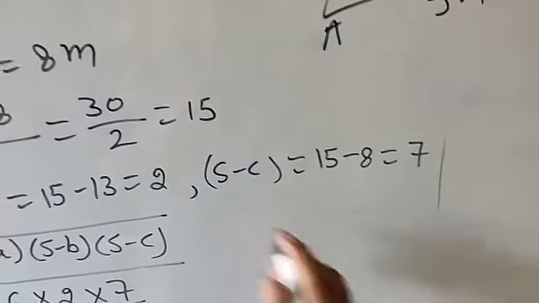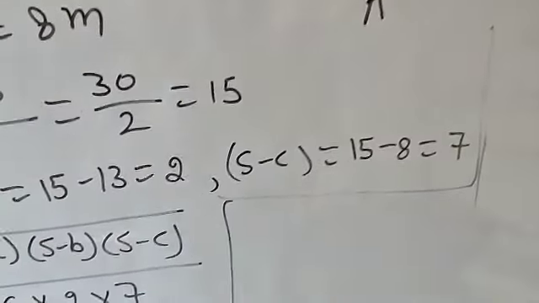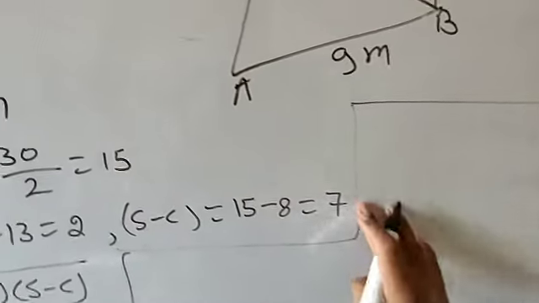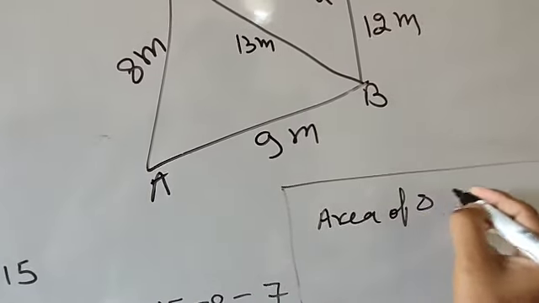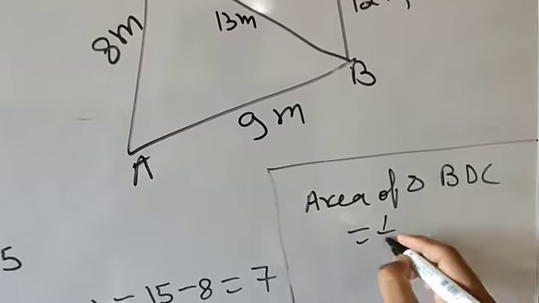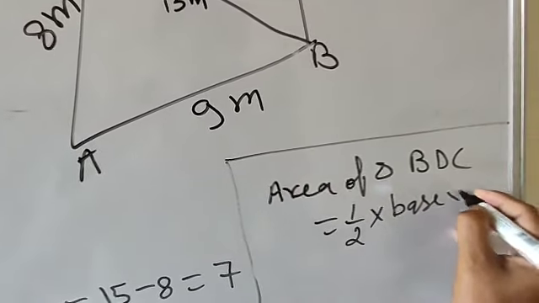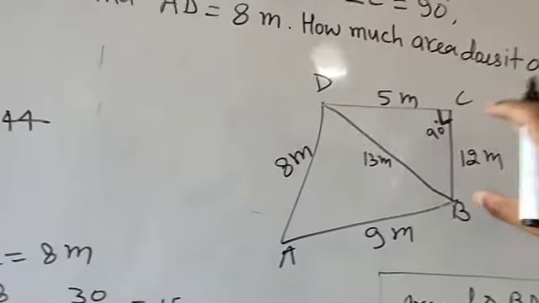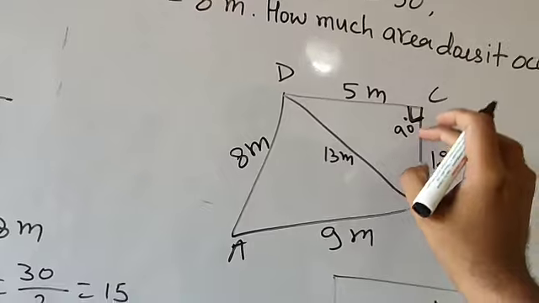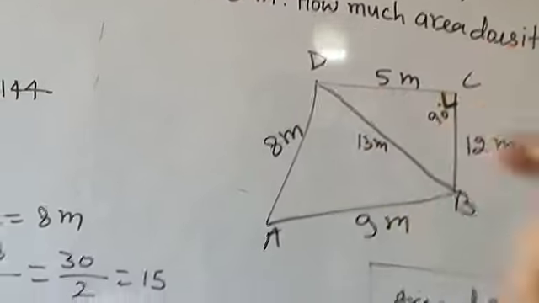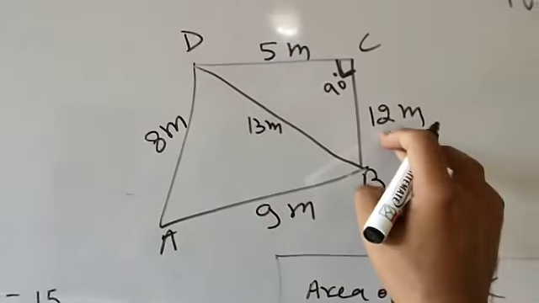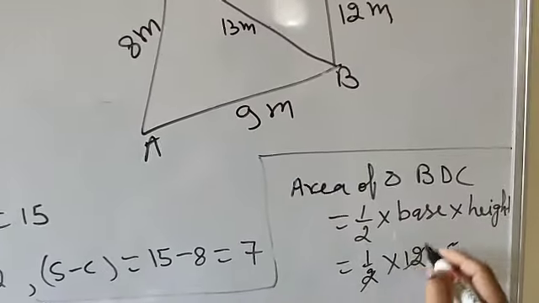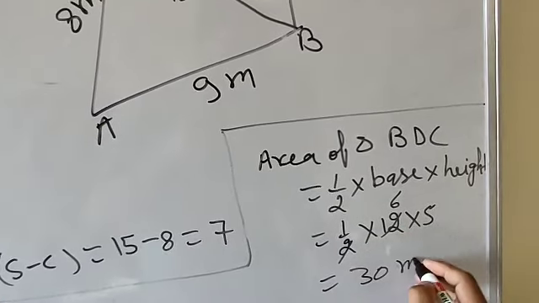So here I am going to find the area of the triangle BDC. So area of triangle BDC is equal to half into base into height. Why am I going to use this formula? The reason is that here one angle is 90 degree. So of the two sides containing the angle 90 degree, one will be base, second will be height. So it will be half into 12 into 5. One will be base, second will be height. So 2 6 are 12. It will be 30 meter square.